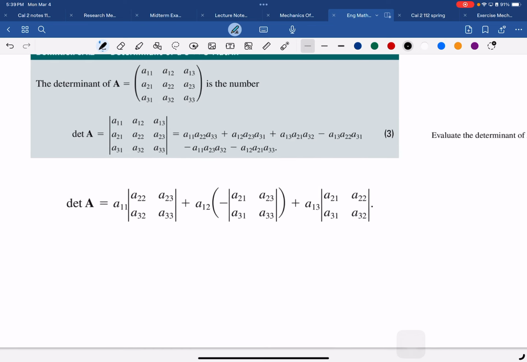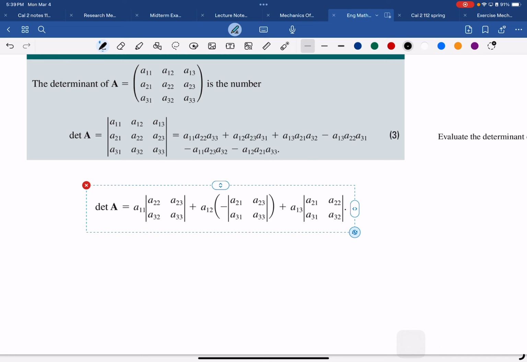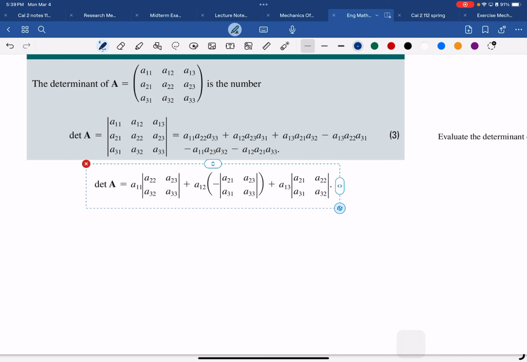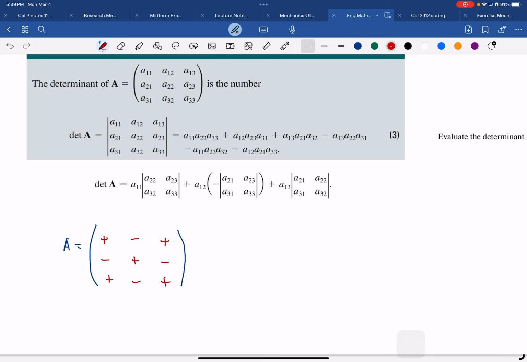So basically, let me make it smaller. If we have A, a 3 by 3 for example, and we take A11, it will be positive. The A12 will be negative, then positive, negative, positive, negative, positive, negative, positive. And how do we apply this? Basically, we could apply the same determinant, but with different coefficients, and it will result in the same determinant.